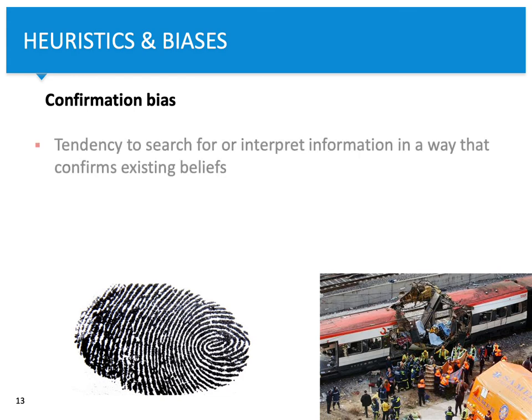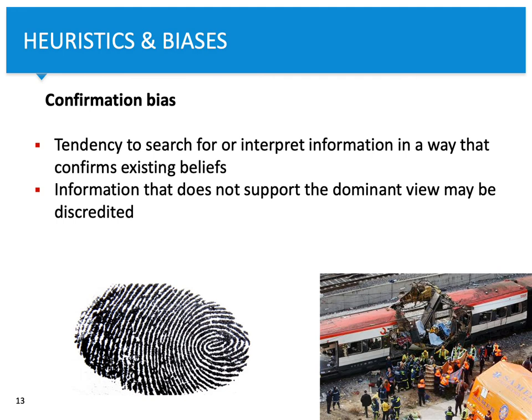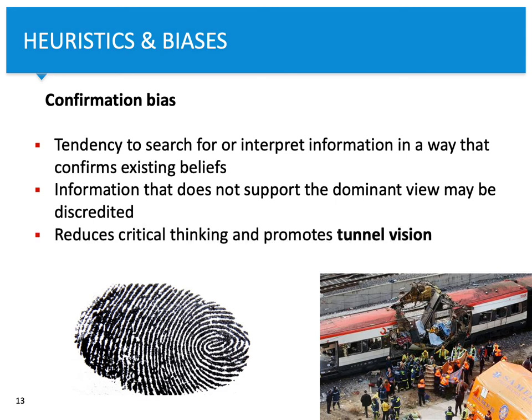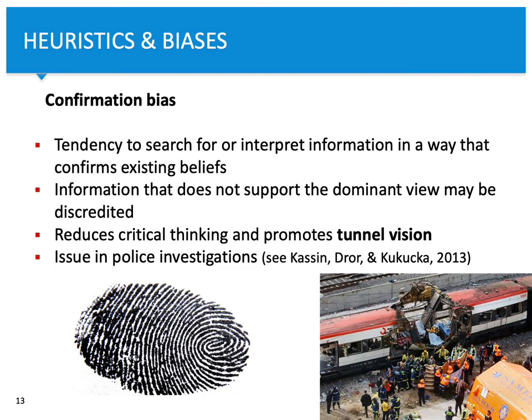And finally, we can talk about confirmation bias. It's a specific bias because it's related to how we use and how we seek information. It's a tendency to interpret information in a way that confirms our beliefs. If information does not support what we truly believe, then this information is rejected. As a consequence, this process reduces critical thinking and promotes tunnel vision. It's really typical, for instance, in police investigations. The police, or a detective, may have a tendency to collect only information about the crime that confirms his initial hypotheses.